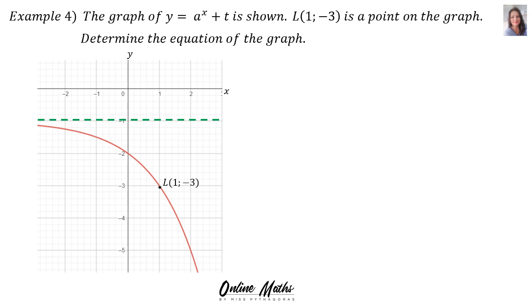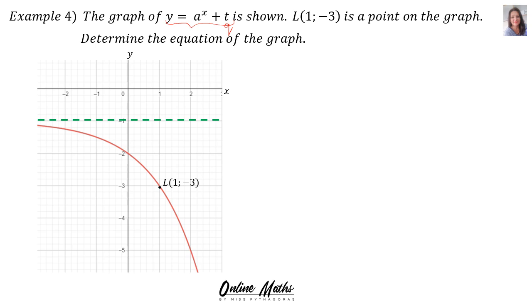Example 4. The graph of y is a to the x plus t is shown. Stop. I want to show you this y is a to the x plus t. Don't be scared. Suddenly there's an a where there's usually a b, and now there's a t where there's usually a q, but don't worry. The t is in fact a constant, and we know that it's q's value, and we know that that means it's the horizontal asymptote. So it doesn't matter what variable they use there, it's just a placeholder for something.